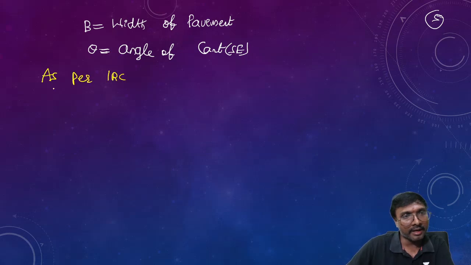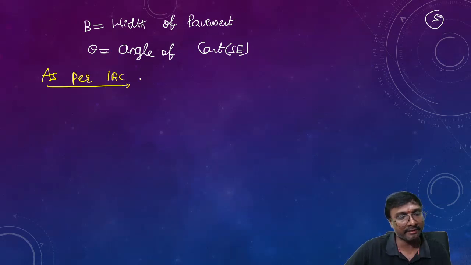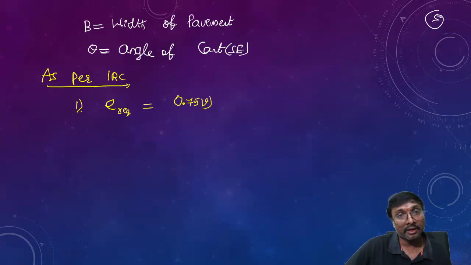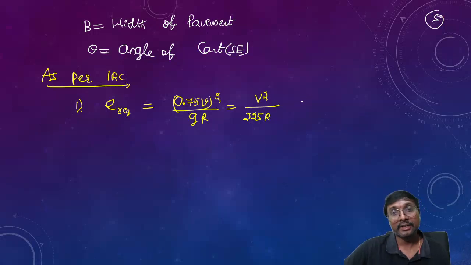As per this IRC, what design do we have to go for? First, super elevation required will be equal to 0.75 small v whole square by gr. So that will be capital V square divided by 225. So this is for which condition? Tell me. This is for the mixed traffic condition.